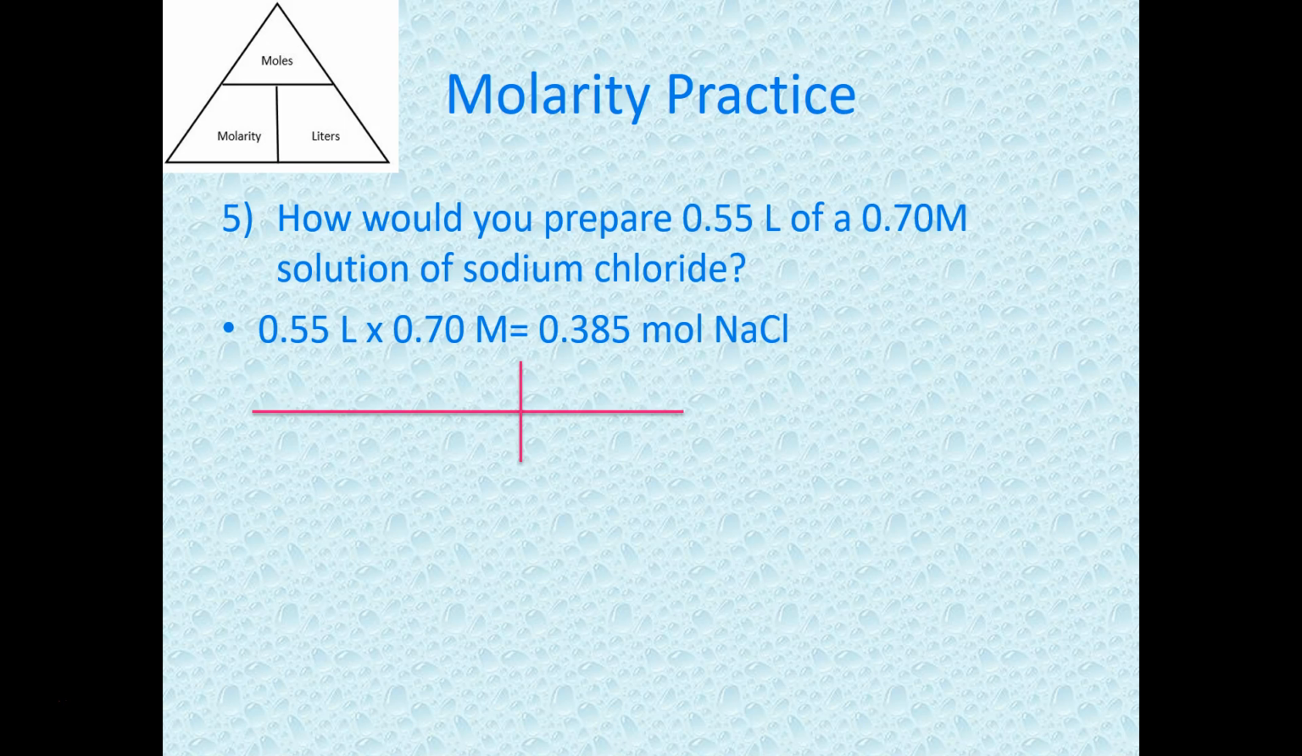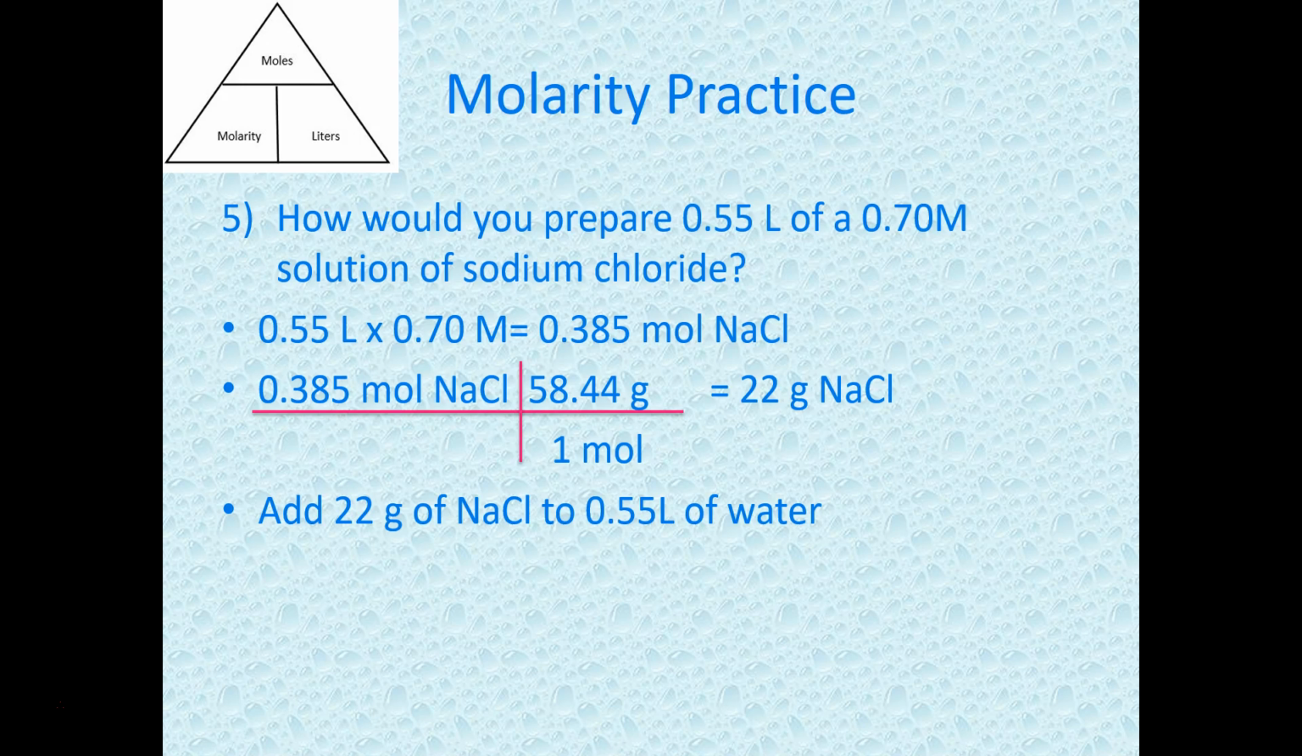But then we need to convert that sodium chloride to grams. So we have our 0.385 moles that we calculated. We are multiplying it times its molar mass, 58.44 grams, to get 22 grams of sodium chloride. So our answer to this question is I'm going to have to add 22 grams of sodium chloride to 0.55 liters of water in order to make that solution. Pretty straightforward, right? It's just a different way of asking you about grams.